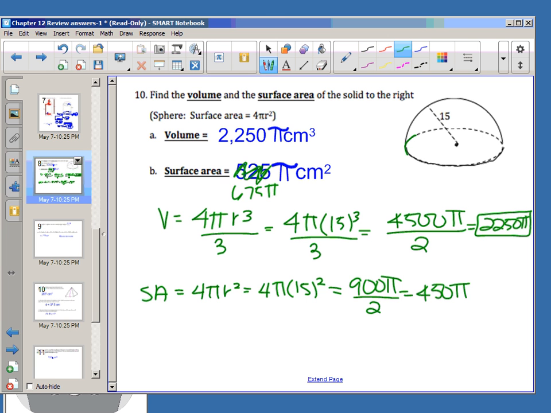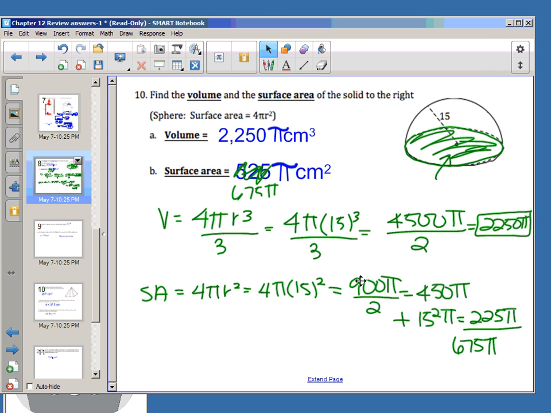Remember we talked about something called the Great Circle, and that's the bottom circle of the hemisphere. That is now exposed. So I also need to add on to that the area of a circle, which is 15 squared pi, just 225 pi. Add those together, I get a total of 675 pi. So again, if it's a hemisphere, you're now exposing that circle on the bottom, so you have to add that on to your surface area.